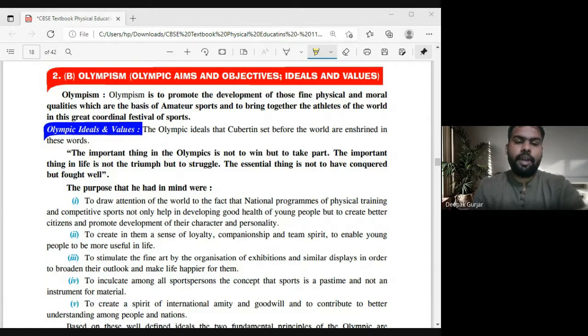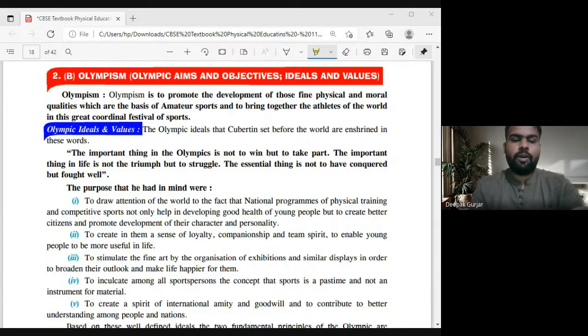The Olympic ideas that Coubertin expressed have enriched the world in these words. The important thing in the Olympics. So, what are Coubertin's lines for the Olympics? The important thing in the Olympics is not to win but to take part, because all those who participate are the winners. The important thing in life is not the triumph but the struggle. The essential thing is not to have conquered, but to have fought well, right?